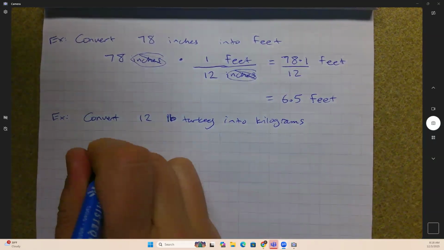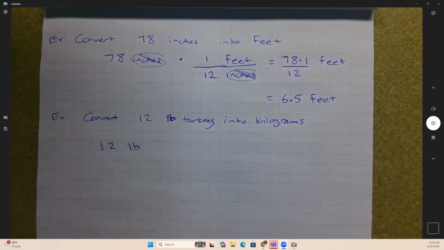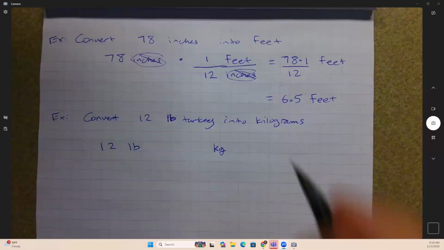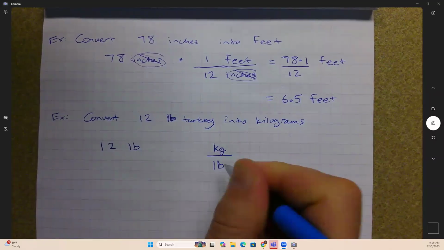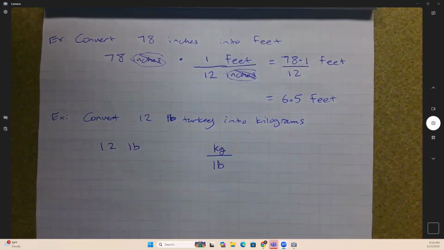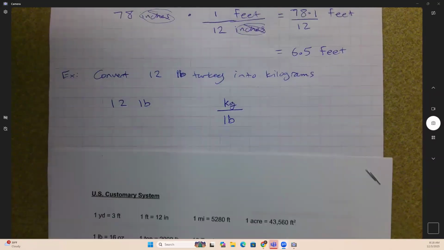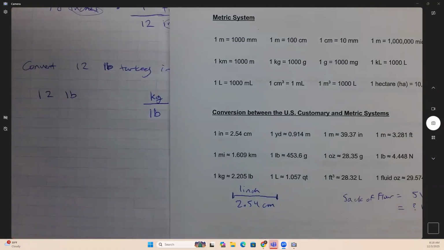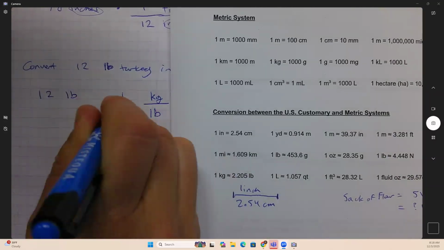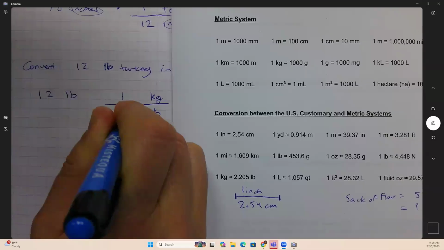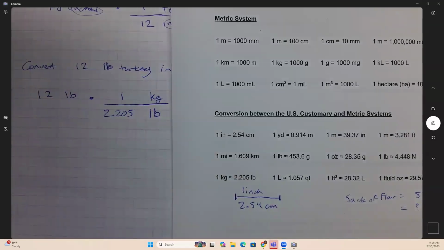And so I can start by writing what I know, 12 pounds. And I say, I don't want pounds, I want kilograms. kg is the short for kilograms. So kilograms on top, pounds on bottom, so that I can cancel. And then I go to my conversion. And here it is. 1 kilogram is about 2.205 pounds. So over here, I say 1 kilogram is about 2.205 pounds. And I do that multiplication.